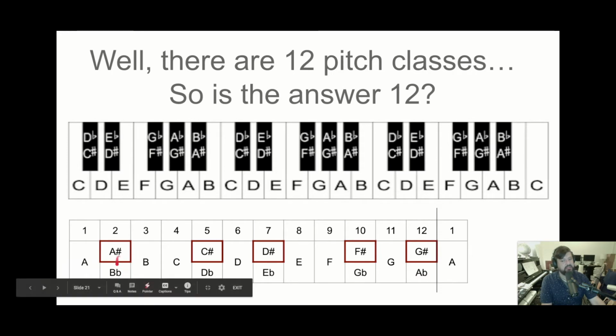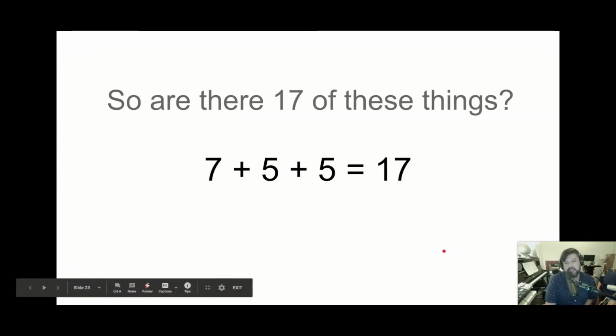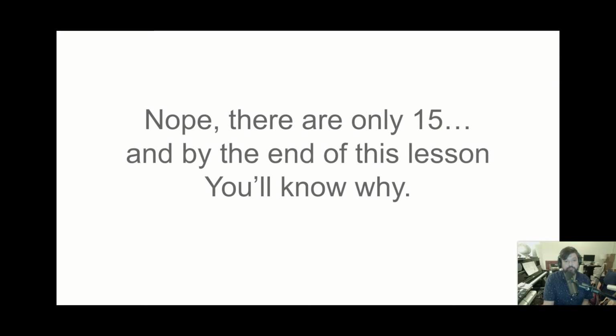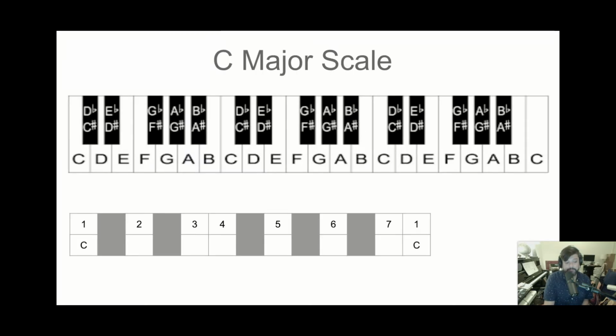Well, the problem is these have a couple different names. So we have all the sharps, right? So we have 7 notes that don't have any sharps or flats. And then we have 5 that have sharps and 5 that have flats. Okay, so maybe it's this answer. Maybe it's 7 plus 5 plus 5. So 17. Are there 17 different major scales? Nope. There are only 15. And by the end of this lesson, you'll know why.